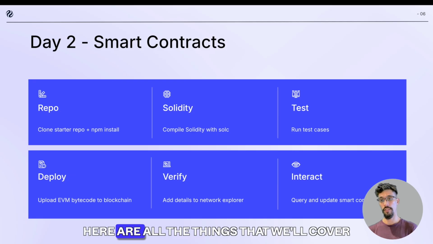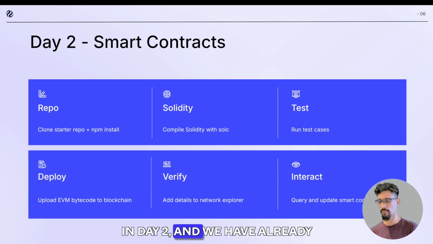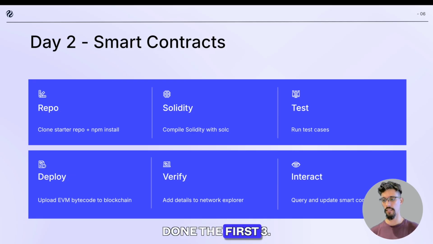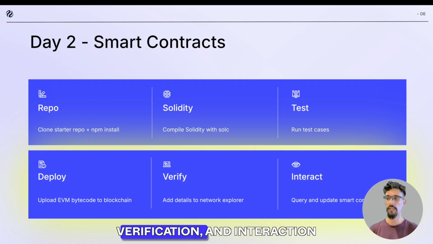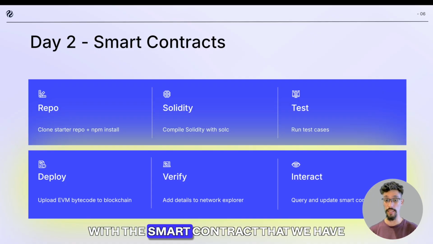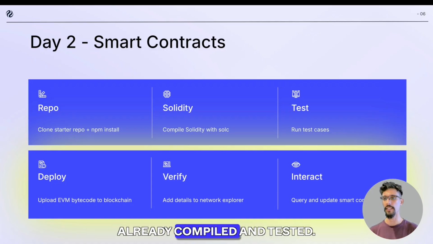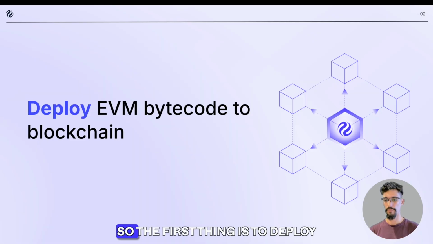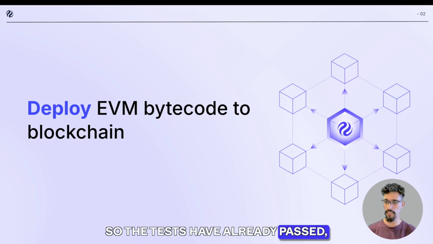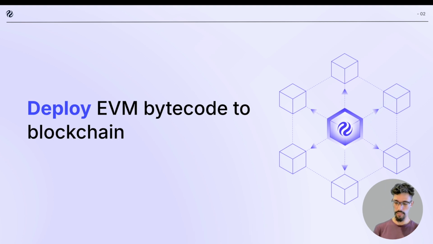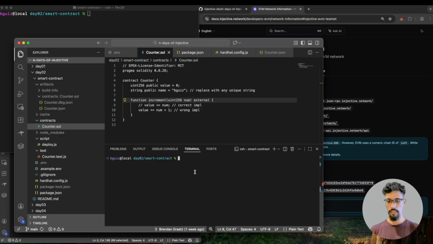So here are all the things that we'll cover in day 2, and we have already done the first 3. Now in this video, we'll be focusing on deployment, verification, and interaction with the smart contract that we have already compiled and tested. So the first thing is to deploy EVM bytecode to the blockchain, right? The tests have already passed and now it's time to ship it. In order to do that, we are going to run our deployment script.